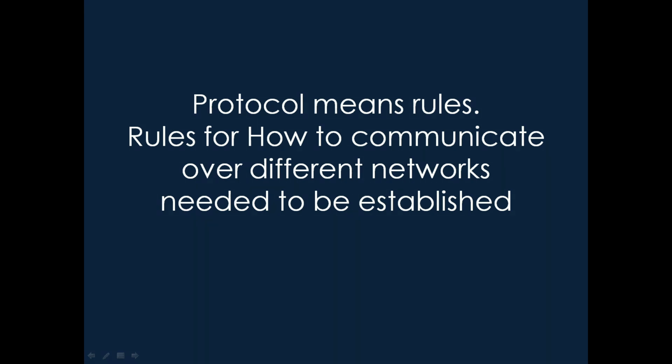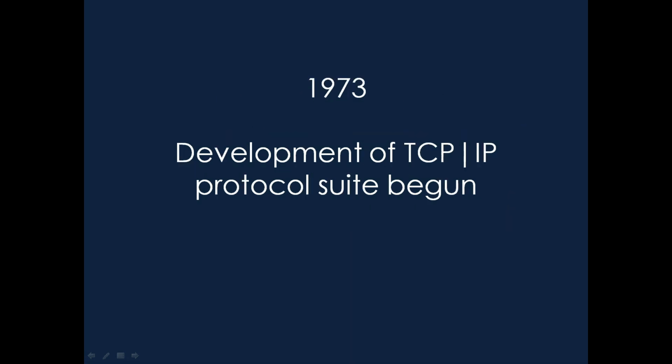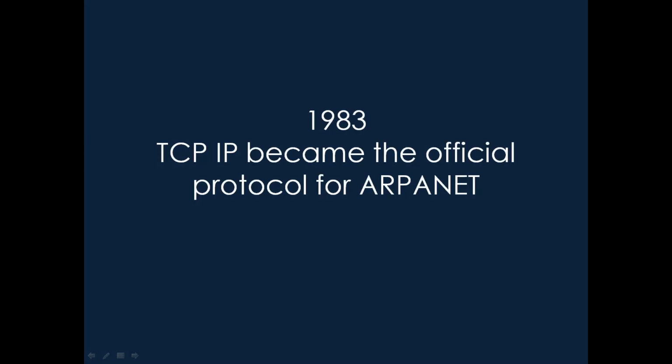Like if a computer in network A wants to communicate to a computer in network B, then the communication should take place properly. To take place properly, there should be some rules for communication. So via TCP/IP, we are specifying some rules for how to communicate over different networks between different machines. So that was established using TCP/IP. In 1973, development of the TCP/IP protocol suite began, and in 1983, TCP/IP became the official protocol for ARPANET.